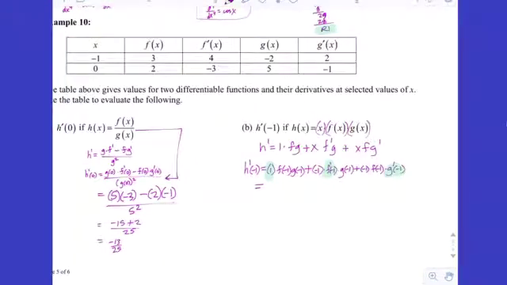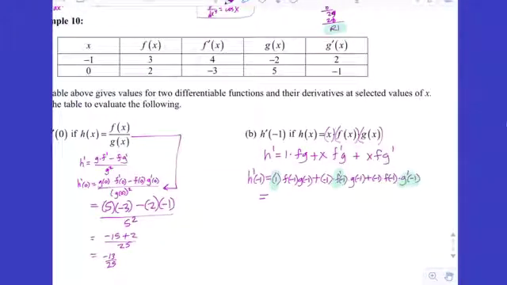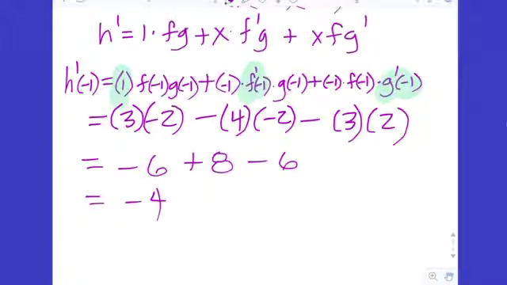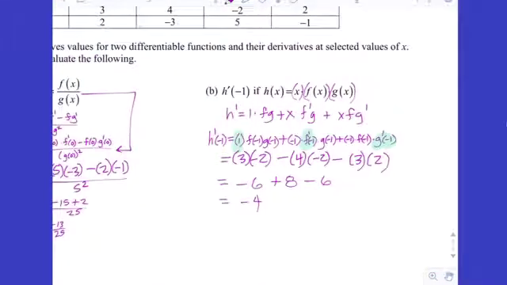Okay, y'all probably are done filling in while I was saying all that nonsense. f of negative 1 is 3. g of negative 1, negative 2. Good. And then it'll be minus f prime of negative 1, which is 4, times g of negative 1, which is still negative 2. And then it becomes minus again, f of negative 1 is 3, g prime of negative 1 is 2. So there's your free response answer. And then continuing for the multiple choice, you get negative 6 plus 8 minus 6. You end up with negative 4. And there's the answer.